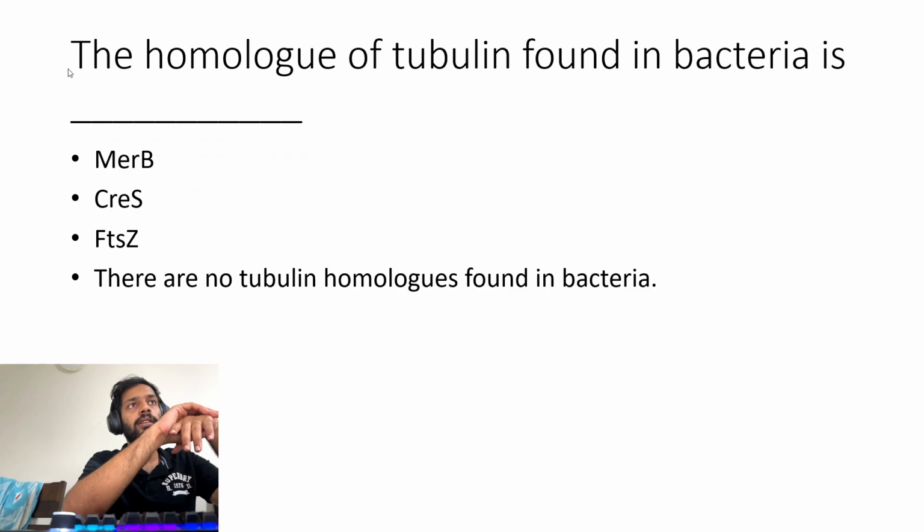Okay. The homologue of tubulin found in bacteria is what? MreB, Crescentin, or FtsZ? Or is it the case that there are no tubulin homologues found in bacteria? What do you guys think? Option C. Yeah, so FtsZ is the homologue for tubulin found in bacteria.